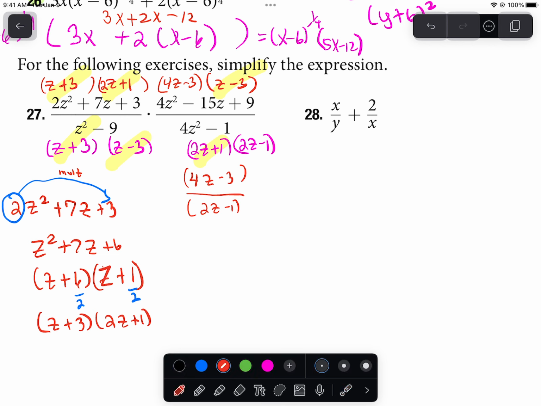For 28, the problem is that they want us to simplify, and if you have two fractions, the only way to simplify them when they're adding or subtracting is to combine them by getting a common denominator. So this one needs an x on top and bottom. This one needs a y on top and bottom. So you get x squared over xy, 2y over xy, and then to add fractions, keep the bottom, add or subtract the top. So that's simplified as much as possible. You can't do much else. Everybody good with what I did for 28?